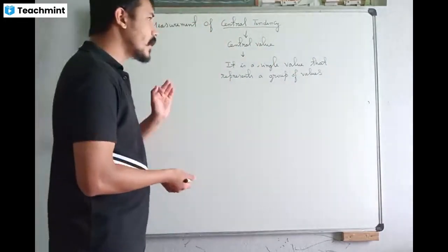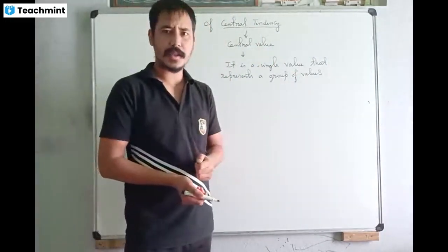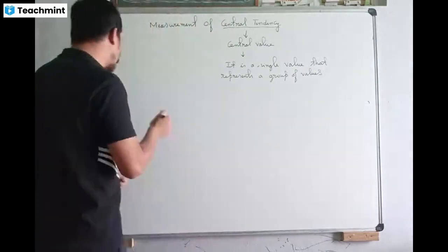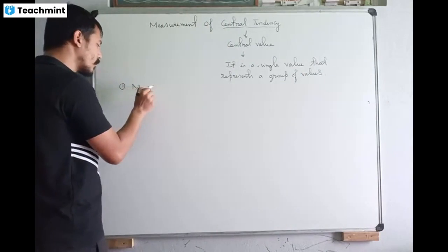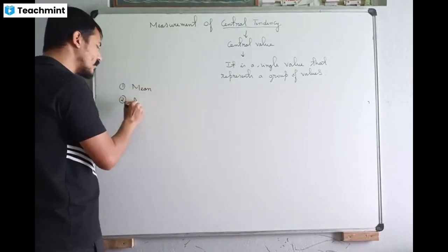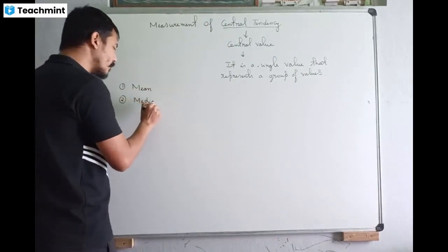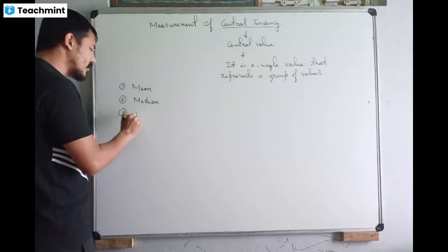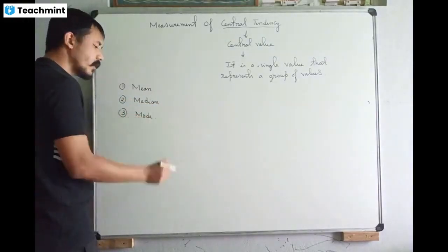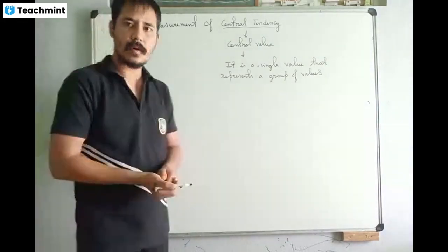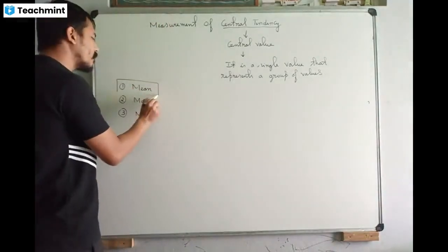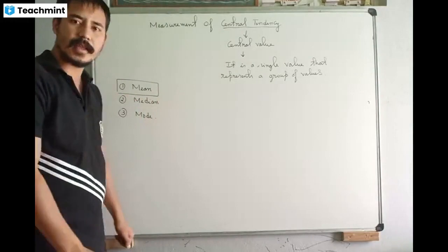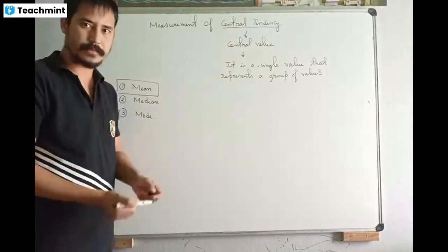Now, there are three main measures of central tendency. The first one is mean, the second one is median, and the third one is mode. So in this video, I'm going to discuss the first measure of central tendency, that is known as mean. Okay?